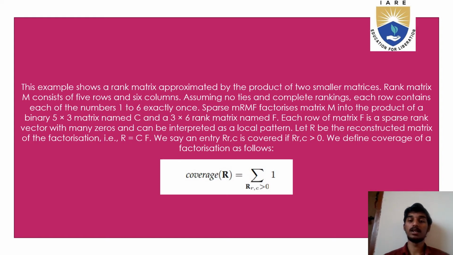and can be interpreted as a local pattern. Let R be the reconstructed matrix after factorization, that is, R is equal to C times F. We say an entry R(i,j) is covered if R(i,j) is greater than or equal to 0. We define the coverage of the factorization as follows.